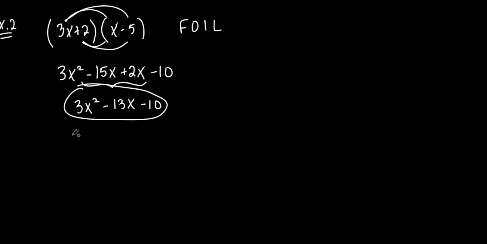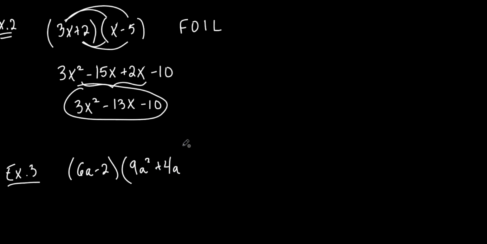This one we're going to do a binomial times a trinomial. So this is example 3. All right, so I'm going what? 6a minus 2. And I'm multiplying that by 9a squared plus 4a minus 7.